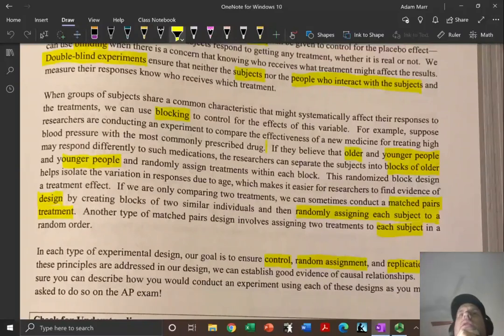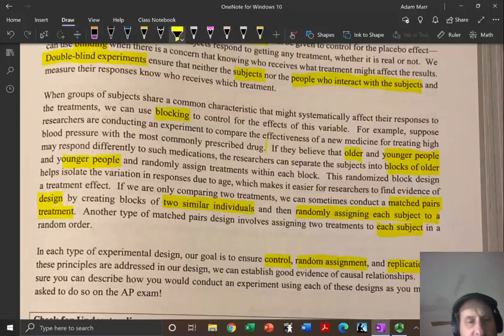So if I was doing that in class, if I'm doing it this very first way right here, of blocks of two similar individuals, then I would group together the two students with the highest grade, then the next two students with the highest grade, then the next two students with the highest grade. And each of those would be a block. And then within each of those blocks, I'd randomly assign the treatment to one student and then the other student.